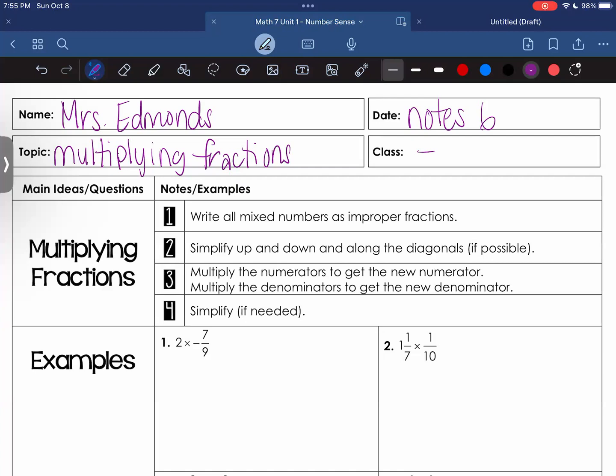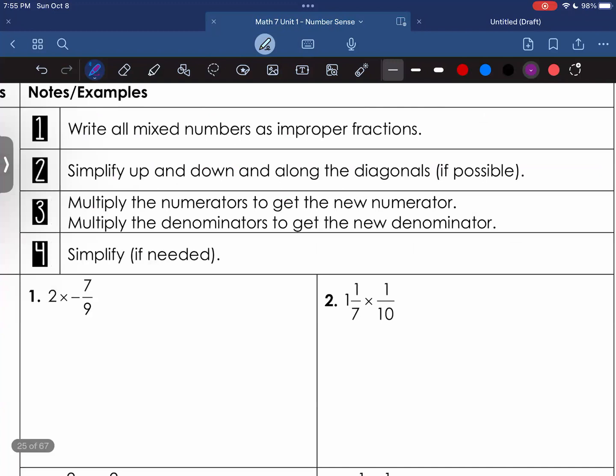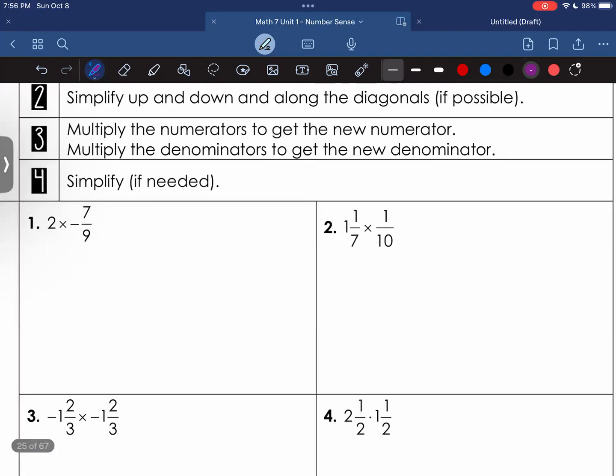Let's go ahead and look at the steps. First, we have to write all mixed numbers as improper fractions, exactly like what we've been doing to add and subtract. We're going to do the same first step. Second, we're going to simplify up and down along the diagonals. This might be new to some of us, so I'm going to show you what that means in some of the examples. Number 3 says multiply the numerators to get the new numerator and multiply the denominators to get the new denominator. So we're basically multiplying straight across. And the final step is to simplify your answer.